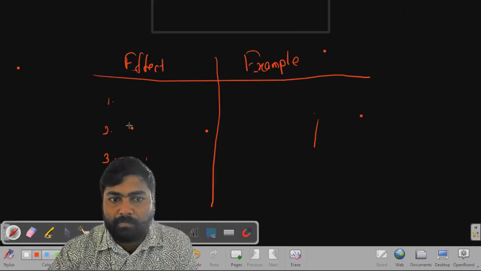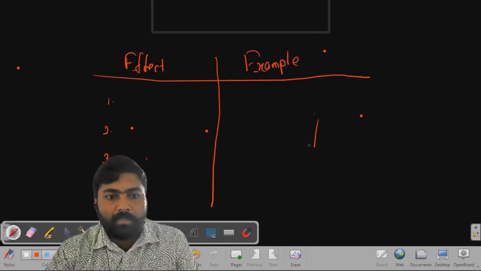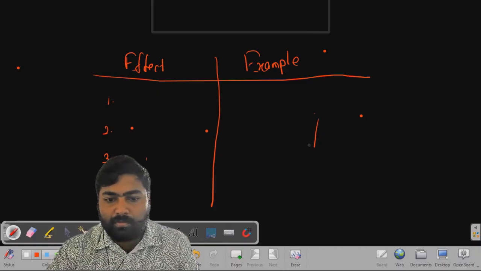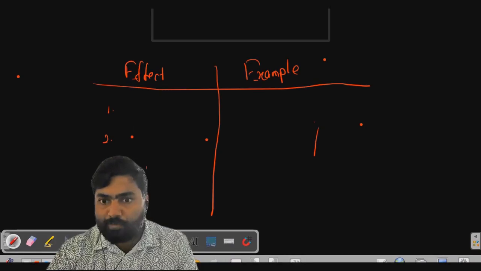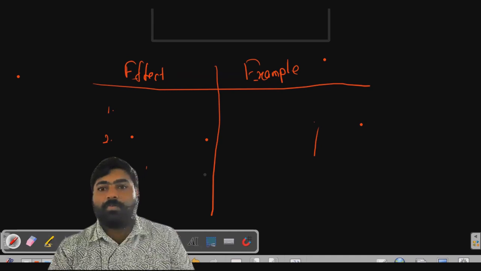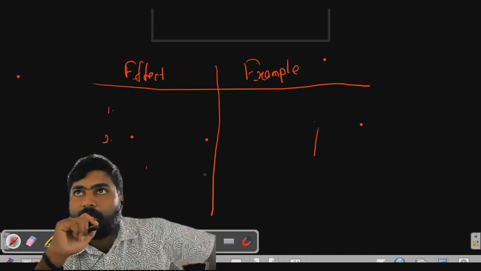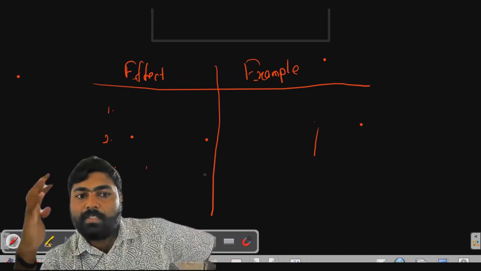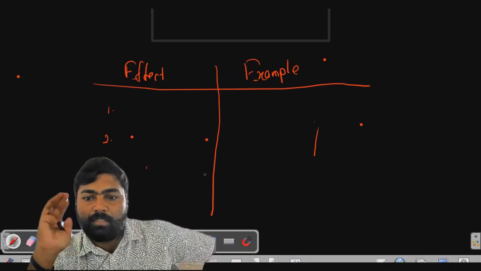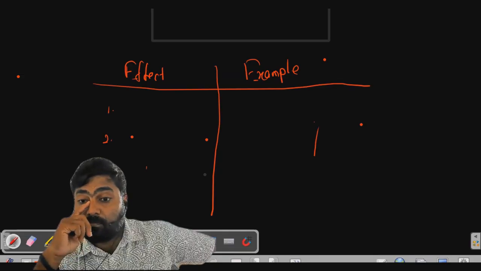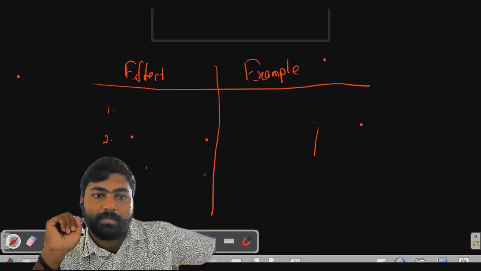Are you still writing? No, sir, done. Okay, then what is the last one? When applying force to a sponge, and you have to write the effect. Force to a sponge, it changes the shape. Then that is 100% complete. It changes the shape.